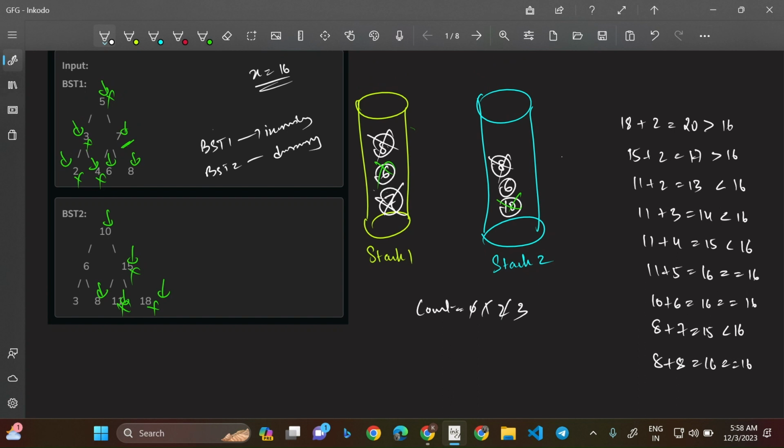So now you have found 8 plus 8, that turned out 16. Now you'll be popping out these two. So you find that stack 1 is empty. Stack 1 being empty means everything has been traversed. No other element is there to add in the stack. So we'll be breaking out of the loop. Once we come out of the loop, we'll be returning the count. I hope you people understood this.